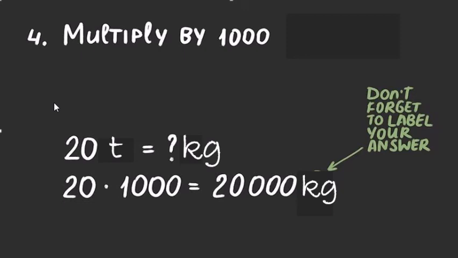So don't forget to label your answer again. So 20 tons multiplying by 1000. So the answer is 20,000 kilograms.